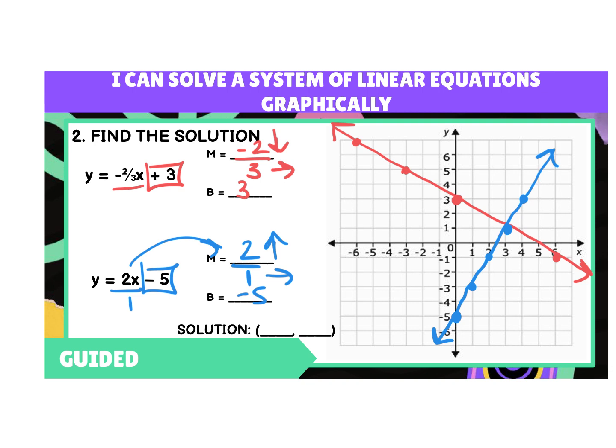And the solution is our X, Y, where they meet. So they meet right here. So we slide to +3, and then we jump up to 1. So 3, 1 would be our solution.